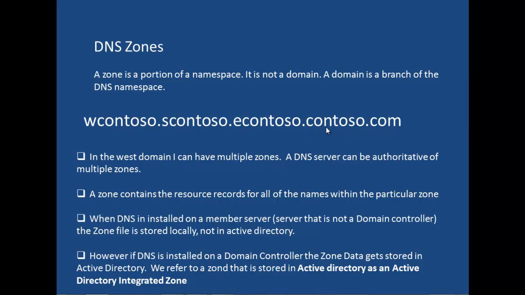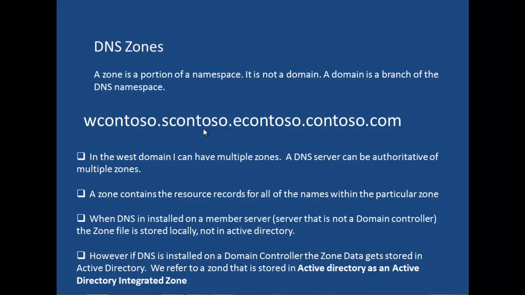wcontoso.contoso.com, scontoso.contoso.com, econtoso.contoso.com, with contoso being the main domain. So we would have created a domain. We would have called it contoso.com. And then we would have created some child domains, which would be the wcontoso, scontoso, and eastcontoso. Now, in each of these domains, we can have zones. In one domain, we can have multiple zones.